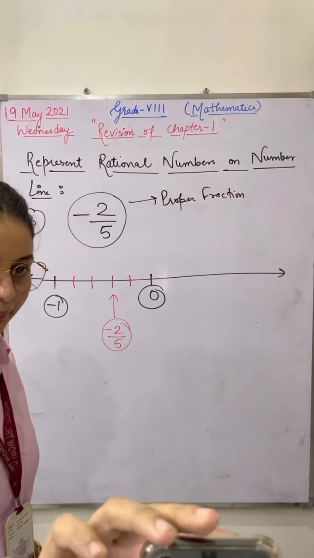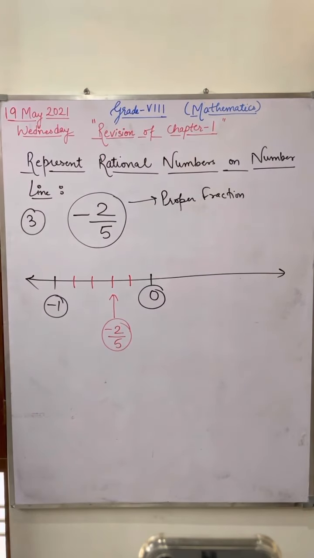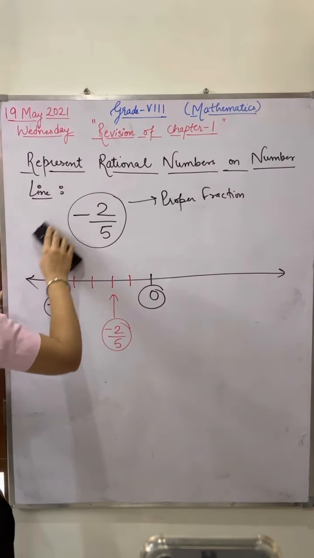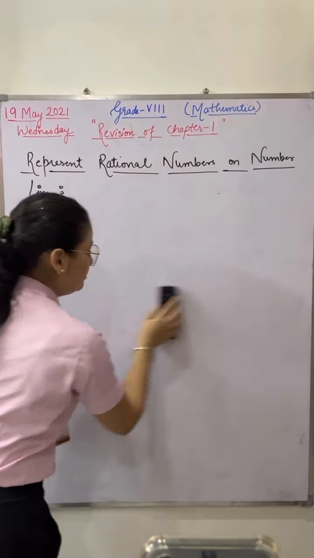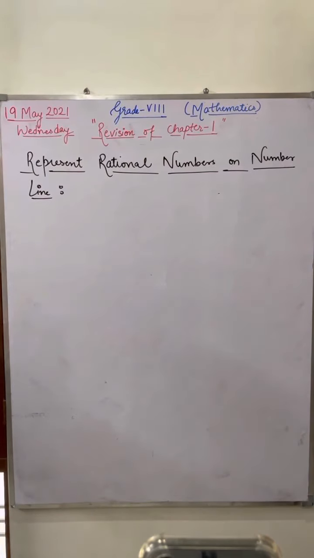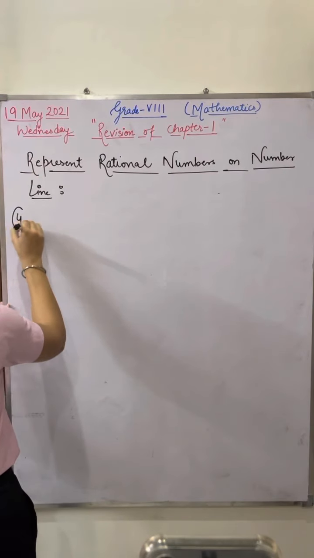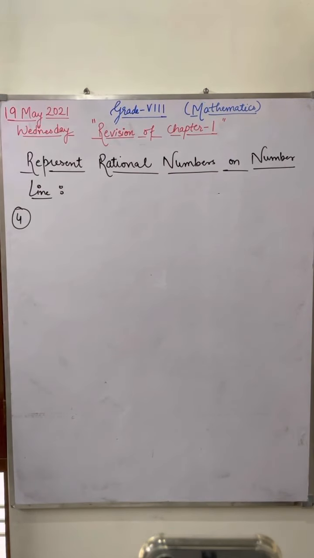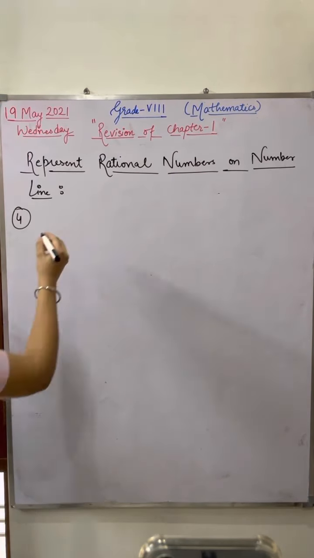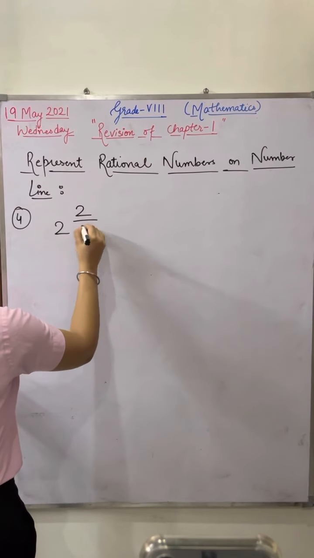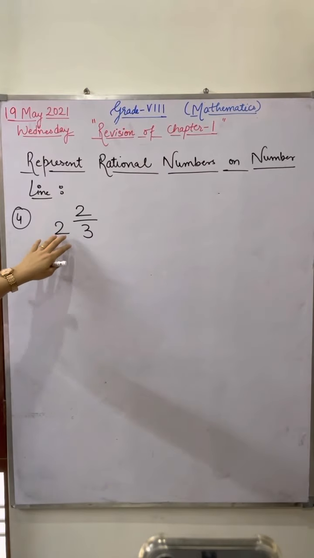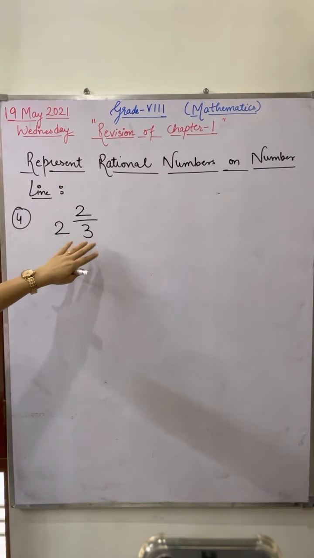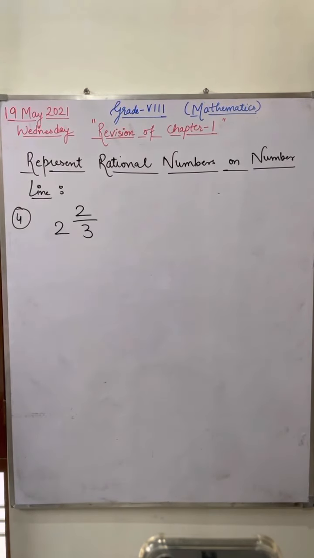Now I'm giving you the next question. Now I'm telling you a question based upon the improper fraction. Suppose the fourth question is 2, 2 by 3. Now you have to first of all open the mixed fraction. Open this fraction.